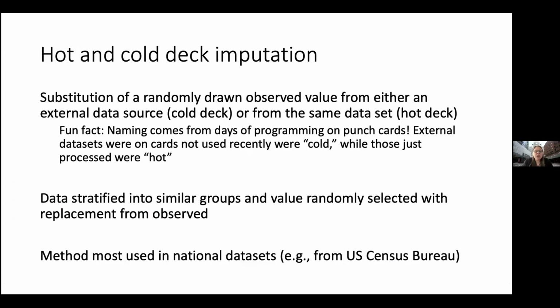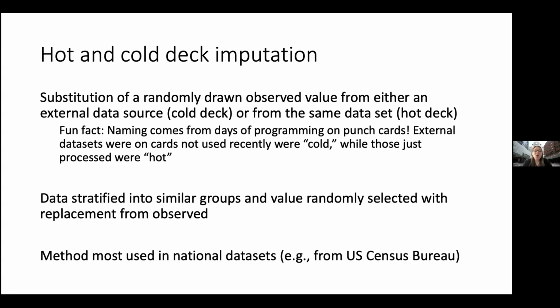So for this, we're substituting a randomly drawn observed value either from an external data set, which is called cold deck, or from our same data set, which is called hot deck. A fun little fact about the naming: it actually comes from the days of programming on punch cards. Your data set used to be on punch cards, and the external cards hadn't been run through to be read yet, so they were cold, hence cold deck, whereas the ones that you had just processed from your data set were hot deck. So that's where the naming comes from.